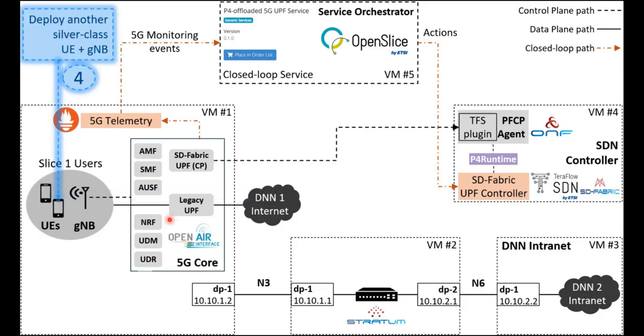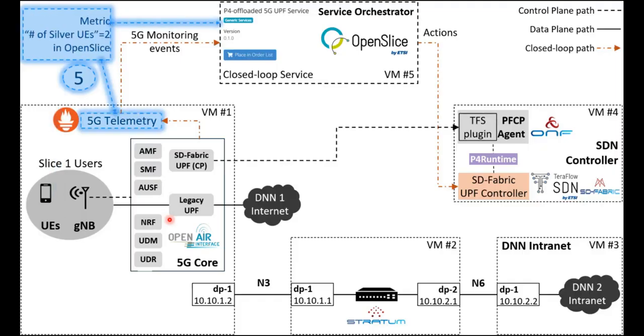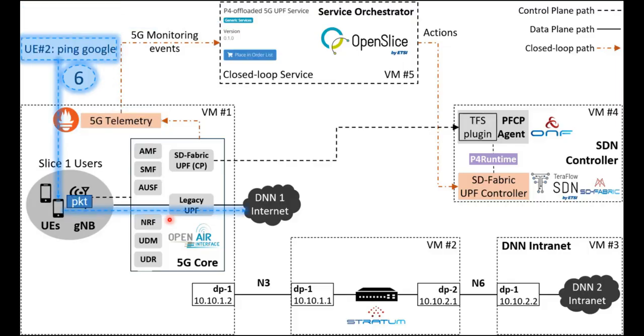And we go to the instantiation of a second UE in the same way. Again, the metric in OpenSlice becomes 2 now because there are 2 UEs in the system. And again, the second UE is also able to reach the internet the same way.